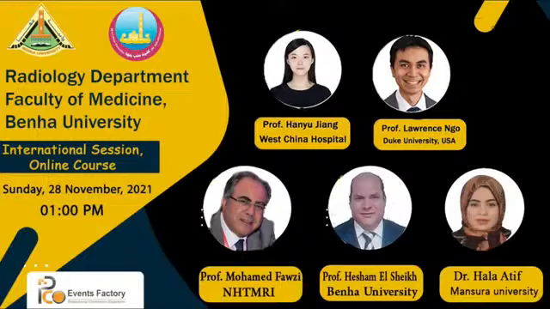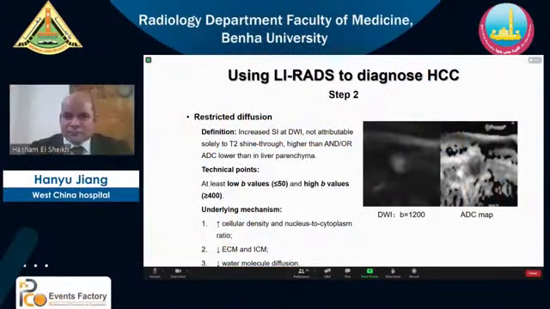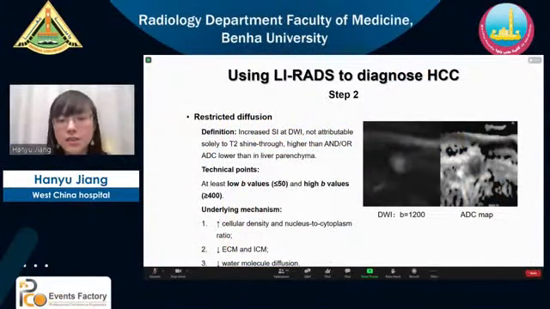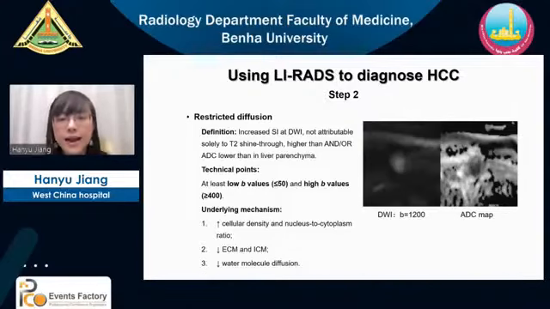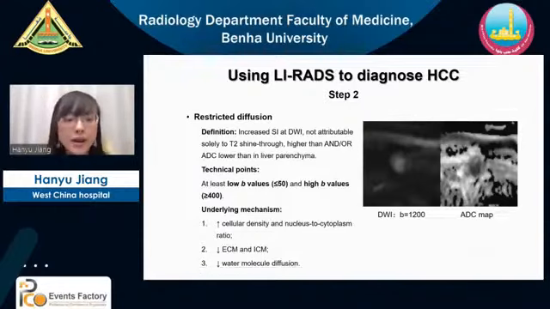All right, so let's review a little bit on this slide in case any one of you got logged out from the session. Restricted diffusion is increased signal intensity at diffusion-weighted imaging, not attributable solely to T2 shine through, with ADC lower than in liver parenchyma. At least one low b-value less than 50 and one high b-value over 400 are recommended.